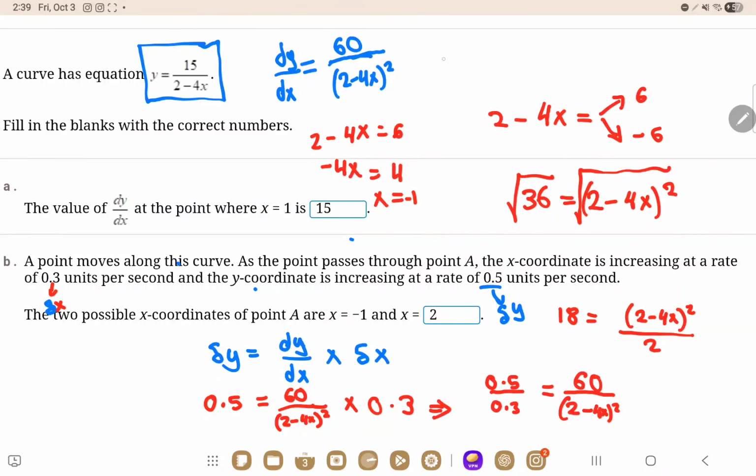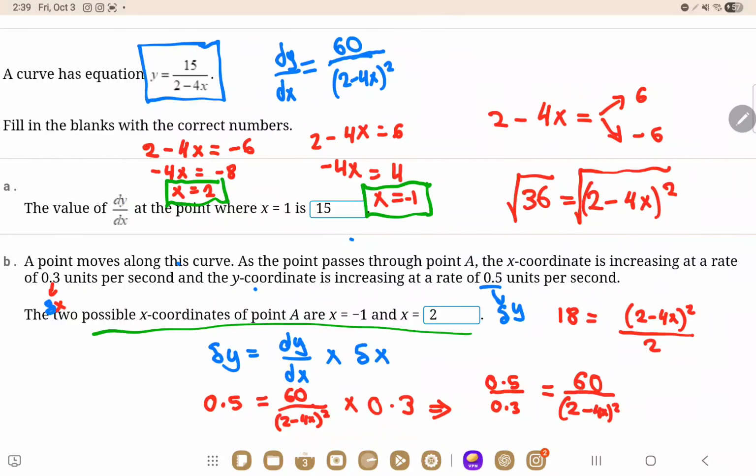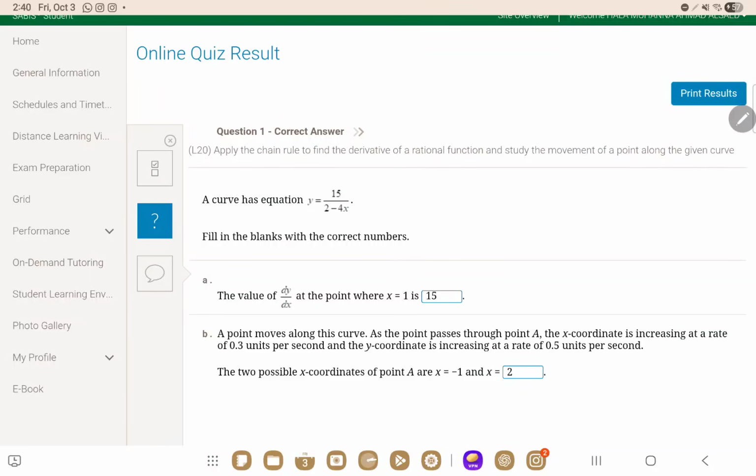And now let's solve for 2 minus 4x equals negative 6. Then you'd have negative 4x equals negative 8, and then x would equal 2. So here in green, we can tell that x equals either negative 1 or x equals 2. These are the two possible x coordinates of A, and that's how you get your answer. That's it for question 1. Let's move on to question 2.